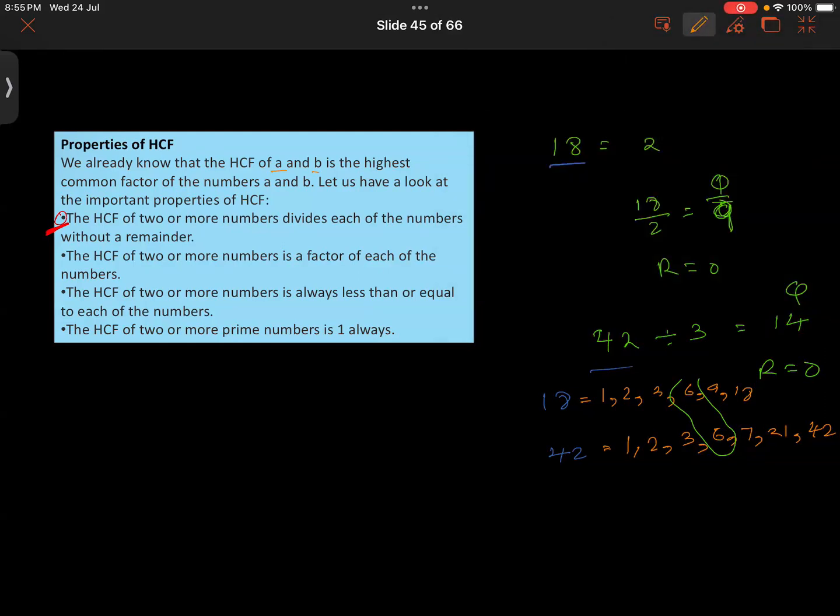Talking about the second property, the HCF of two or more numbers is a factor of each of the numbers. For example, we have numbers 18 and 42. The highest common factor 6 is the factor of both the numbers, right? Then the third property says that HCF of two or more numbers is always less than or equal to each of the numbers. So here the number 6, which is the HCF, is always less than the given numbers. That's the general property. But then talking about HCF for two or more prime numbers, it will always be 1.